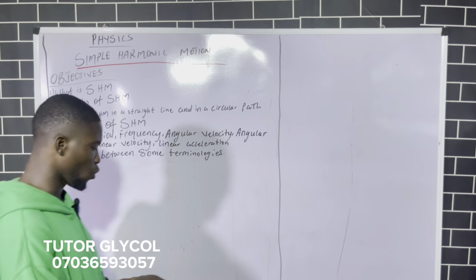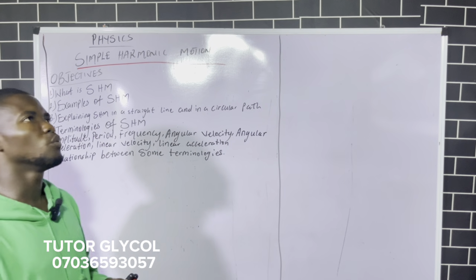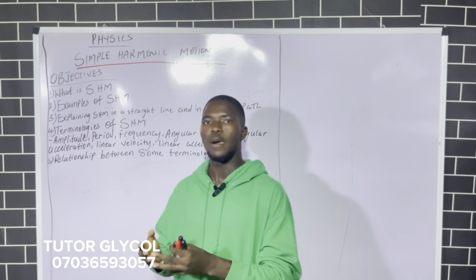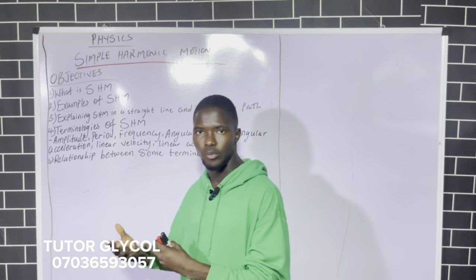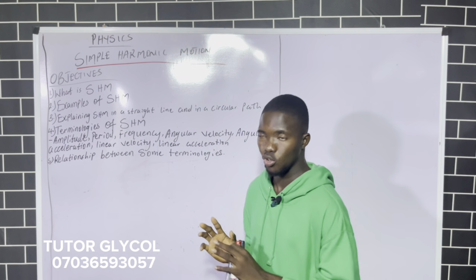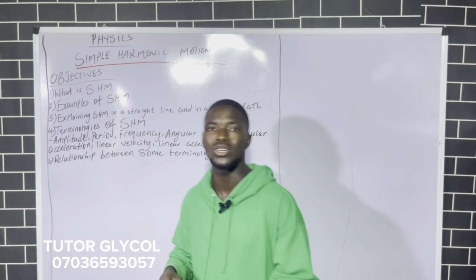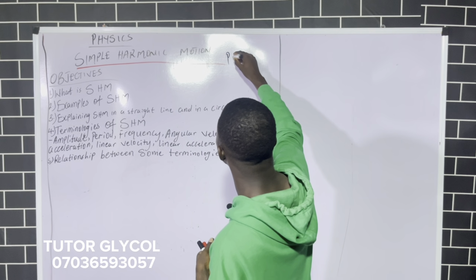So let's get started. What is simple harmonic motion? It is very important that you understand that motion in itself is the change in the position of a body with time. As a body begins to change its position with time, that's actually what motion is. But simple harmonic motion is a kind of motion. What kind of motion? It is a periodic motion. It is very important to know that it is periodic.